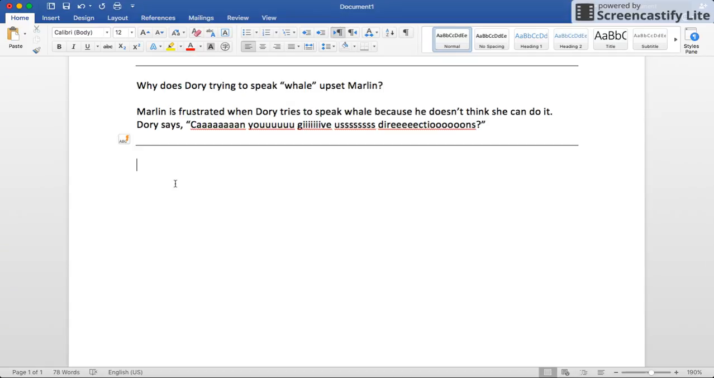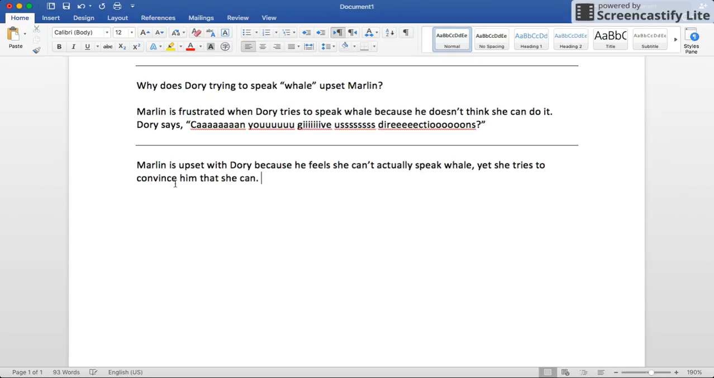So, digging, watching, trying to figure this out. And then voila, I come up with a good explanation. Marlin is upset with Dory because he feels she can't actually speak whale. Yet she tries to convince him that she can.